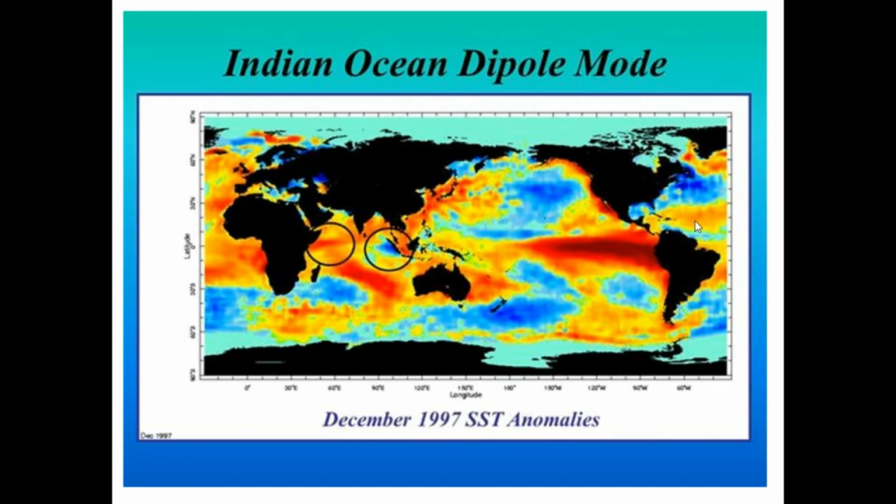So here it is. This is a dipole. That's what the two circles are, the dipole. Warm water, cool water. Strong El Niño, if you look at the over here. 1997, strong El Niño. So there it is. This is what identifies the Indian Ocean dipole, like two poles.